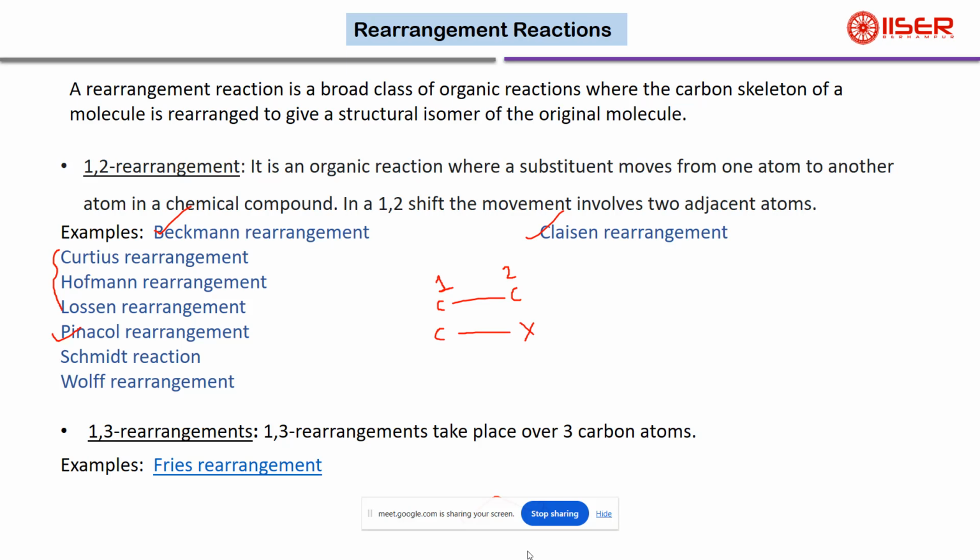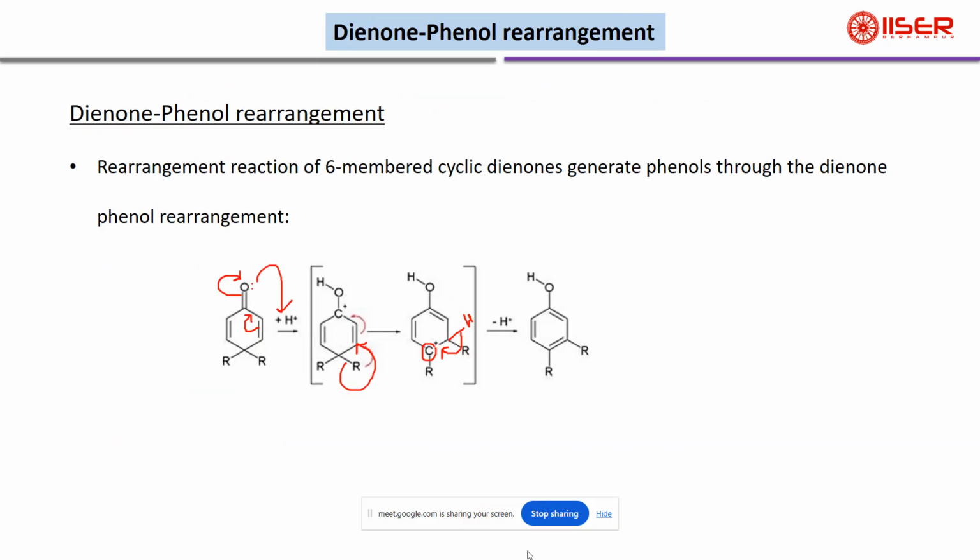So I will just give a recap. In the last few classes, I was discussing the rearrangement reactions. We have almost completed all the topics, and a few are remaining. The first one is the dienone-phenol rearrangement, which is catalyzed by acid. In the presence of acid, the dienone is protonated, and through conjugation of the adjacent double bond, there is a carbocationic center here.